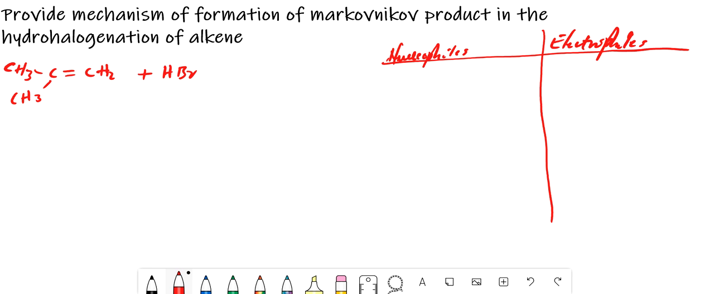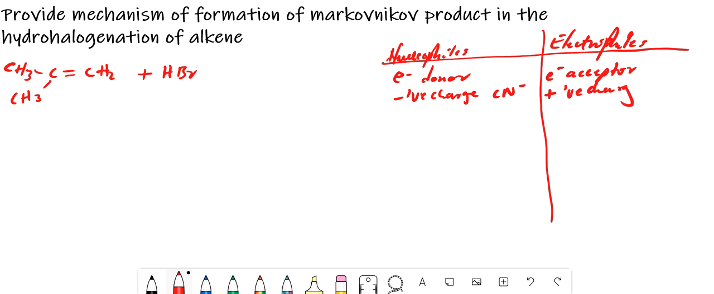Alright, so a nucleophile by definition is an electron donor. An electrophile is an electron acceptor. Okay, so you normally recognize nucleophiles by negative charge, for example, cyanide, and electrophiles by positive charge. For example, proton, sodium, whatever is positively charged.